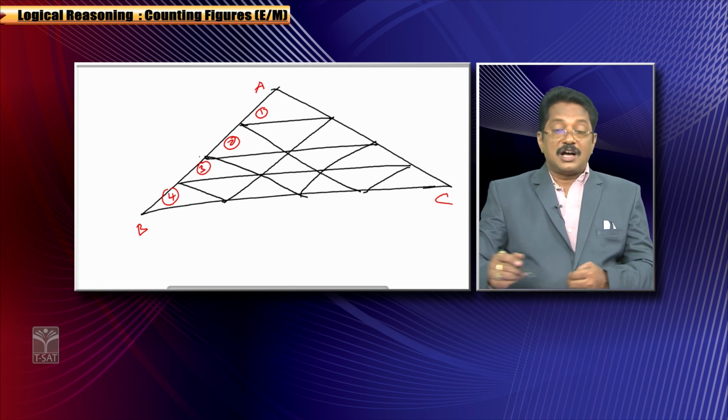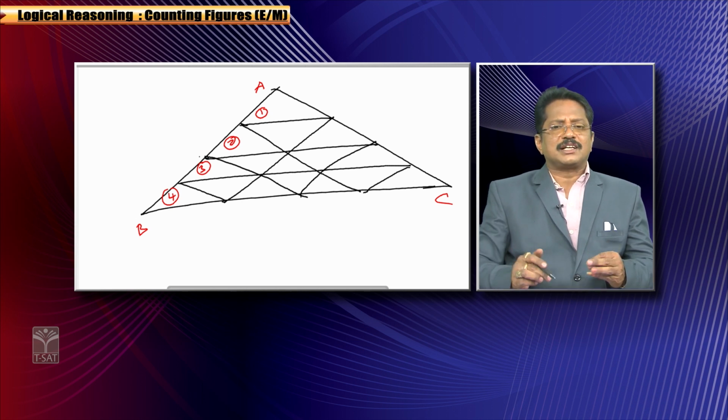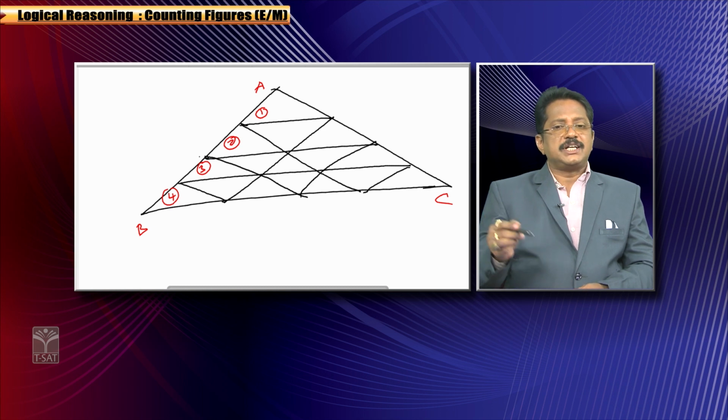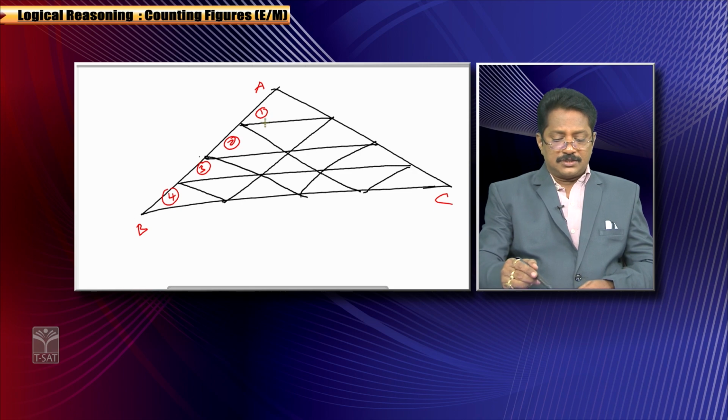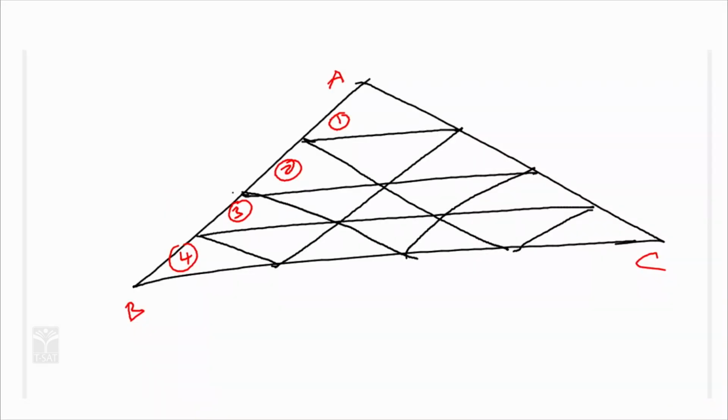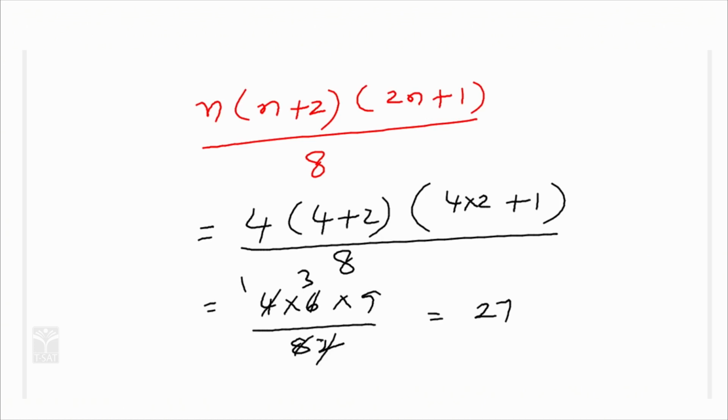If you count all the triangles, what you have to do is calculate the number of triangles on the left side. Here 1, 2, 3 and 4, correct? There are four left triangles. Now we will see what the answer is.